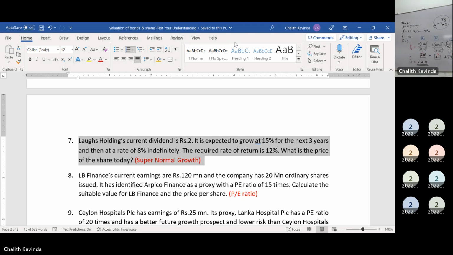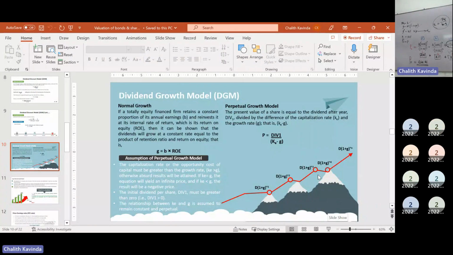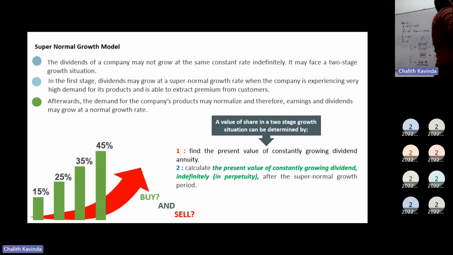Any doubts? So if you look at the lecture material, you can see that this is the supernormal growth model. It says the dividends of a company may not grow at the same constant rate indefinitely. So it may face a two-stage growth situation.